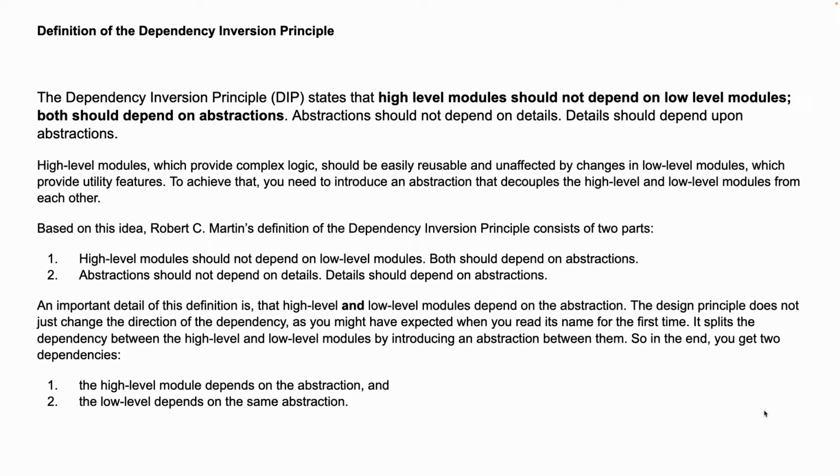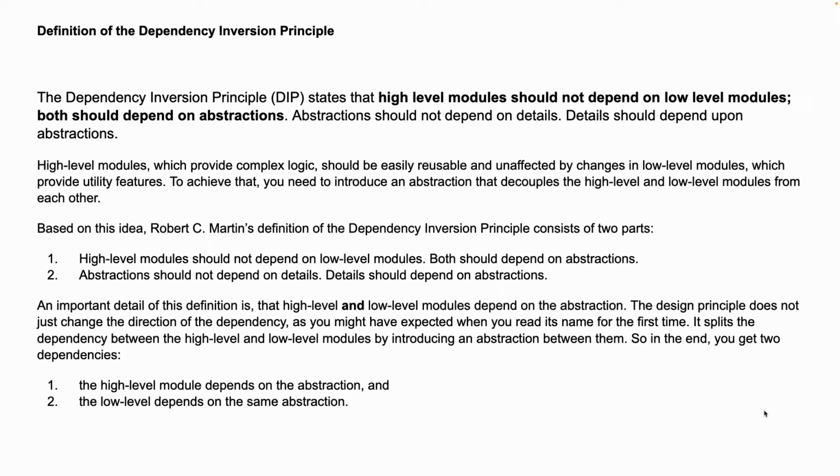Based on this, Robert C. Martin, which is Uncle Bob, as you all know, has a definition of the dependency inversion principle in two parts, which says that the high level module should not depend on the low level module, but both of them should depend on the abstraction. So we should depend on the abstraction, but not on the concrete implementation. Abstraction should not depend on the detail, and the detail should depend on the abstraction.